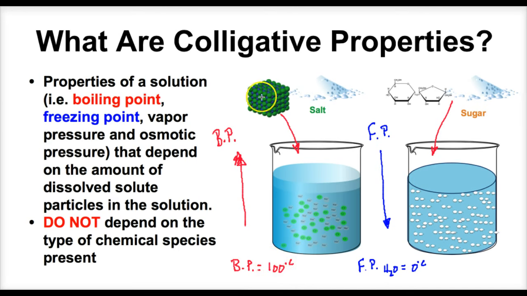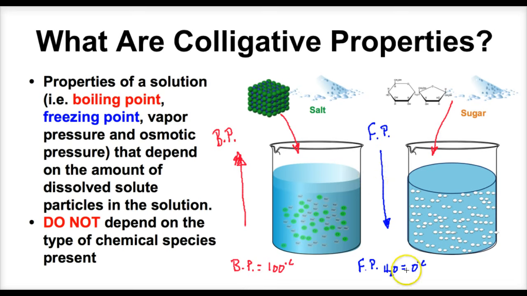So if we take a look here, when we dissolve something in water, either salt or sugar or anything for that matter, it's going to increase the boiling point. So this solution is no longer going to boil at 100 degrees Celsius. It's going to boil a little bit higher, and how much higher depends on how much of this stuff we put in it. And same thing with the freezing point.